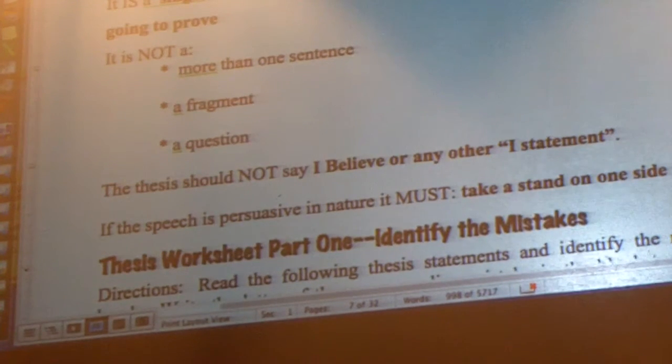The death penalty is an effective deterrent to crime, and we should use it. The death penalty is not an effective deterrent to crime, and we should get rid of it. Take a side on one side or another of the issue. Okay? I have to know exactly what it is your speech is trying to prove to me. So it's one sentence. It's a complete sentence.